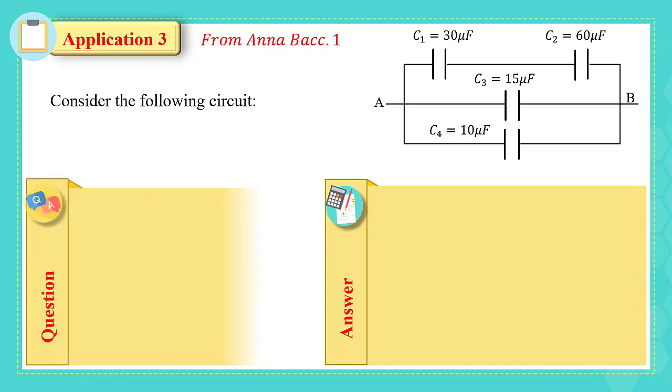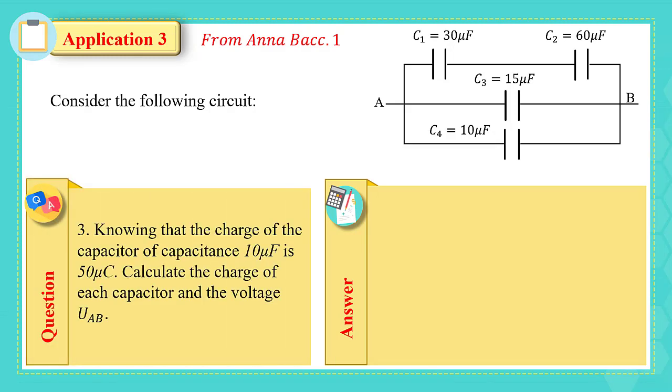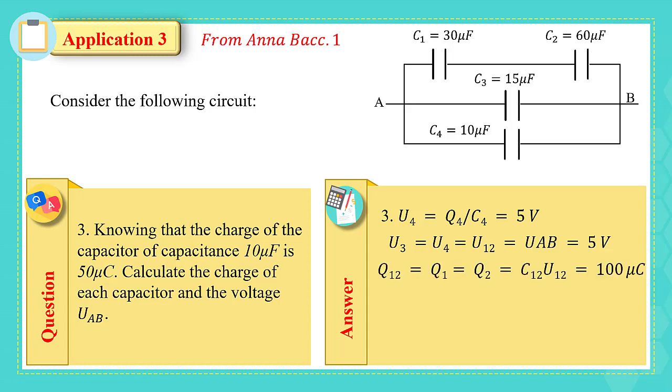In part 3, knowing that the charge of the capacitor C4 is 50 microcoulombs, calculate the charge of each capacitor and the voltage UAB. I know that U4 is equal to Q4 divided by C4 which is equal to 5 volts, and because they are connected in parallel, they will have the same voltage which is equal to 5 volts. To calculate the quantity of charge of Q1 and Q2, where Q1 is equal to Q2 because they are in series, I have to use C times U, which is equal to 100 microcoulombs.